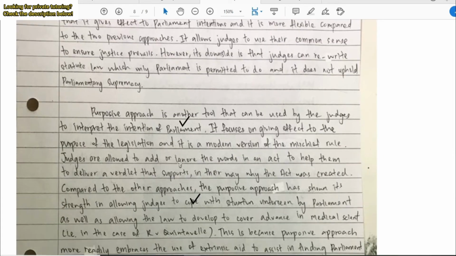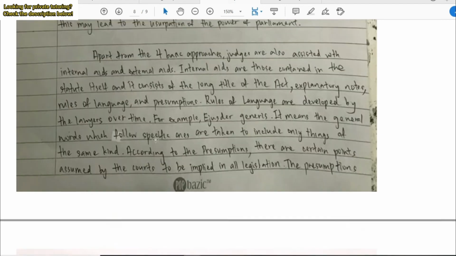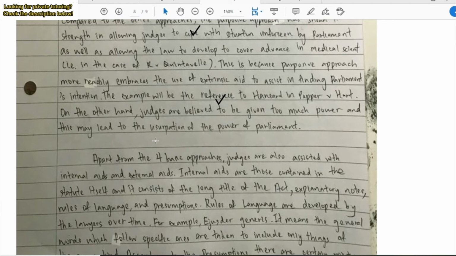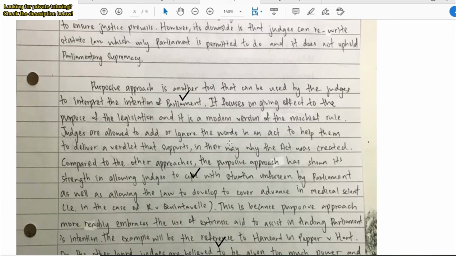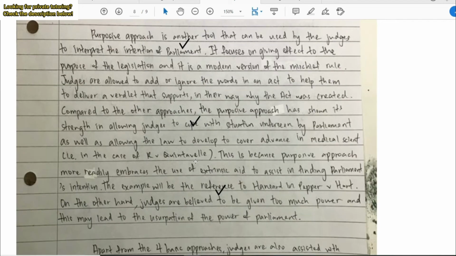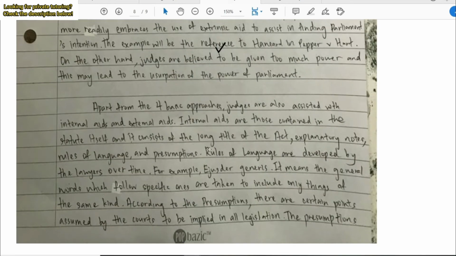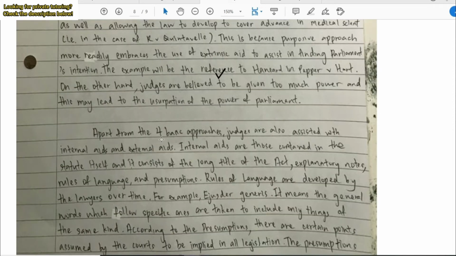And finally here, when it is going to finish already, then only it talks about the purposive approach, with a case example. Fine. Then after that it goes into the rules of language and presumption. This one again cannot. It uses the ejusdem generis rule. And it says apart from the four basic approaches.